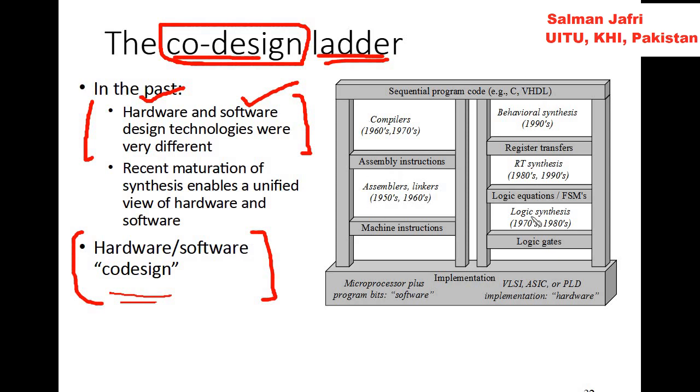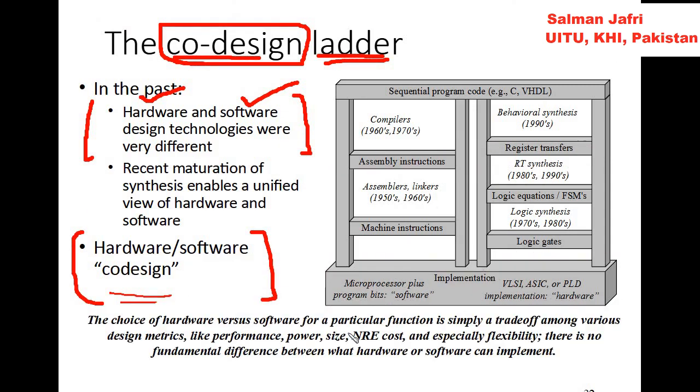There were separate ladders previously, but now of course everything is combined. So the designer must partition the different components of an embedded system. This is the punchline: the choice of hardware versus software for a particular function is simply a trade-off among various design metrics like performance, power, size, NRE cost, and especially flexibility. The punchline is there is no fundamental difference between what hardware or software can implement. In other words, whatever can be implemented in software can be implemented more efficiently in hardware.